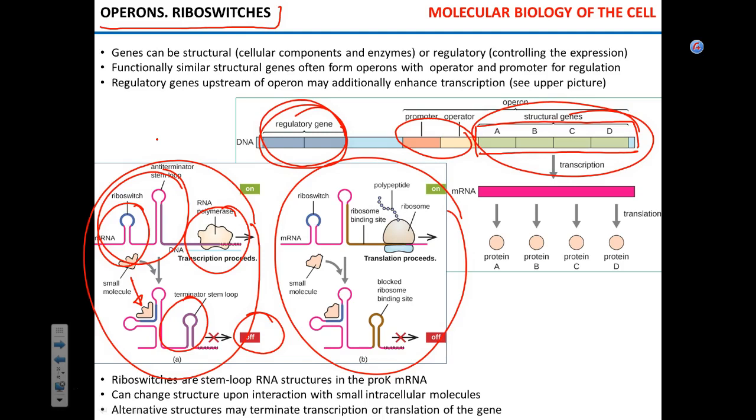But before that, translation. How can it switch translation? What is translation? Synthesis of the protein, and what serves as a template? mRNA. So if the small molecule binds to the certain riboswitch, and that changes the structure of the mRNA so that the ribosome cannot bind anymore, no translation happens. No translation, no gene expression. Does that make sense?